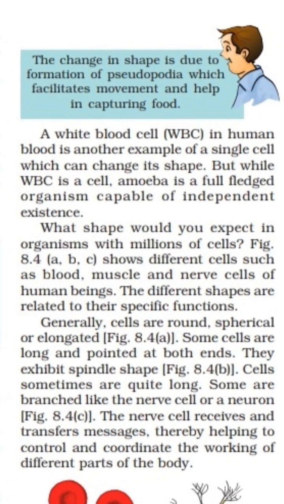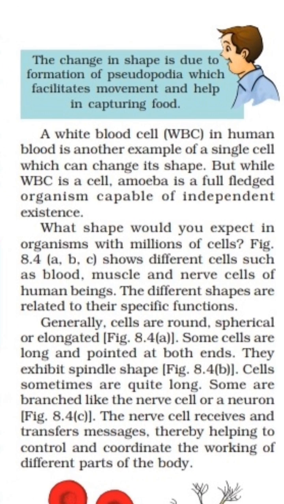Now the next one, white blood cells, WBCs. In our body there are two types of cells: red blood cells and white blood cells. Here we are learning about the WBCs. A white blood cell in human blood is another example of a single cell which can change its shape.